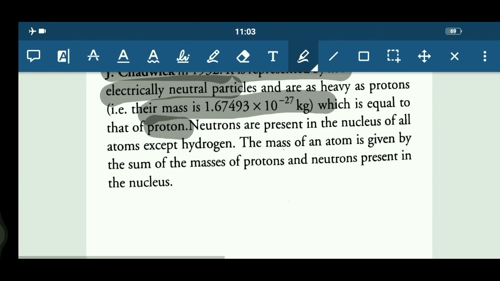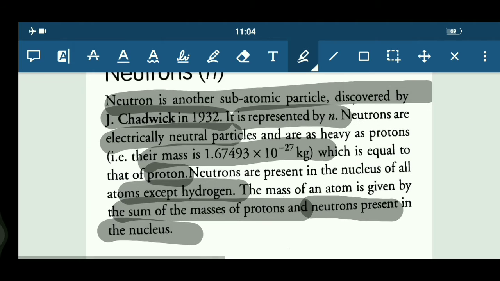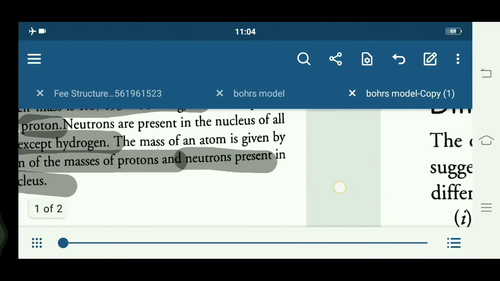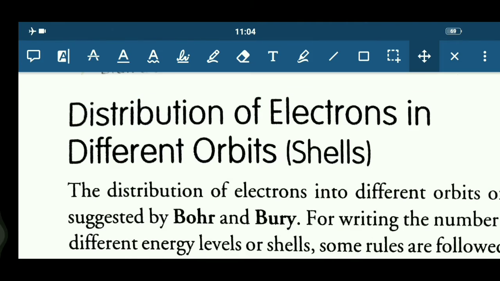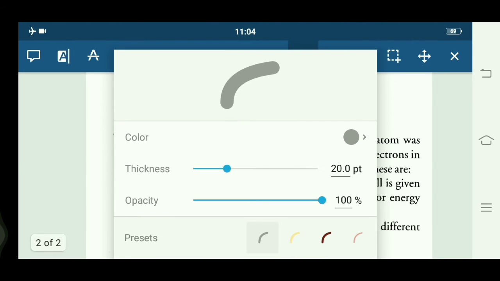Neutrons are present in the nucleus of all atoms except hydrogen. The mass of the atom is given by the sum of the masses of protons and neutrons present in the nucleus. So protons plus neutrons give the atomic mass. Fine, children? Now see, here comes an important topic, that is the distribution of electrons in different orbits or shells.